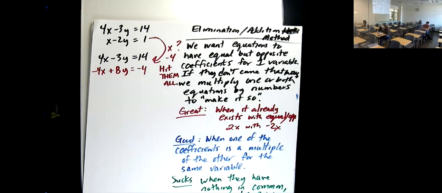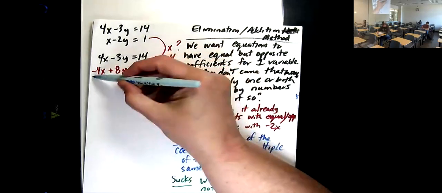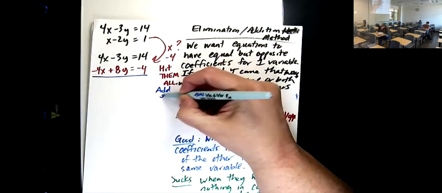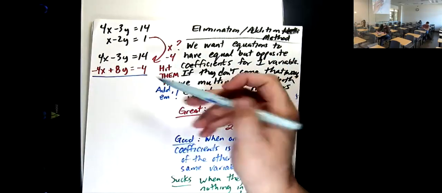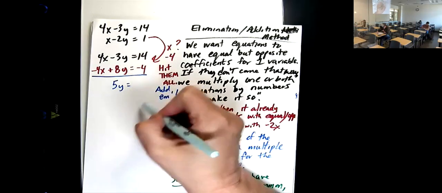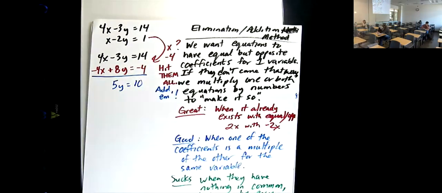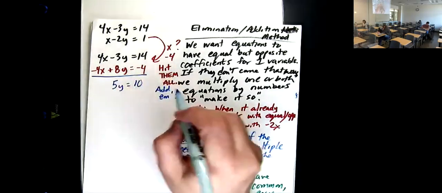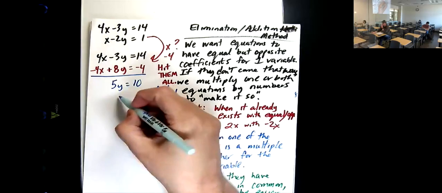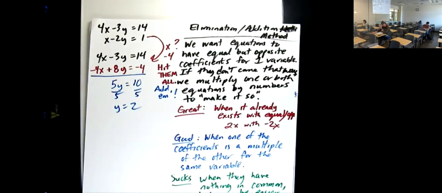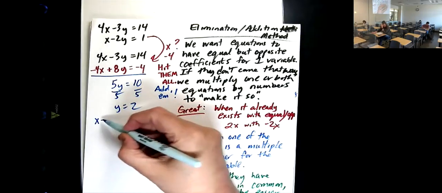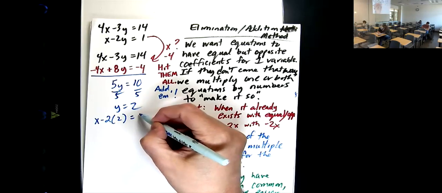Now we see why it becomes the addition method or elimination method, because we are going to add them together. Add them. 4x and -4x is 0x. -3y plus 8y is 5y. And 14 and -4 is 10. You can either say add them or subtract one of them, but you need to make sure the signs are all done correctly. Clearly, we divide by 5 and we get y equals 2. And we can go and plug it back into the equation with x minus 2y equals 1. And we get x equals 5.